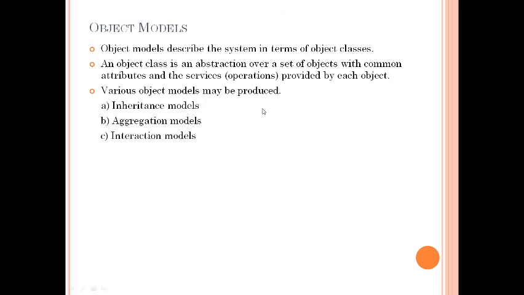Based on this, various models may be produced. Based on the object models, sub models may be produced. In that, the first is the inheritance model. We have learned this term. Inheritance means we take the processes or operations of the parent class to the subclass.